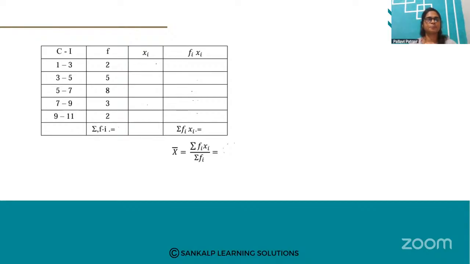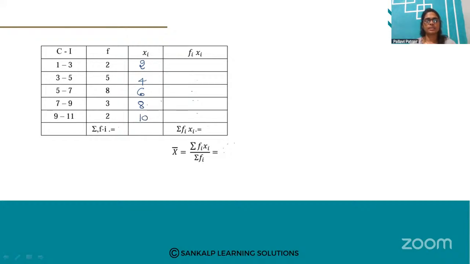So here, 1 plus 3 divided by 2 is 2. 3 plus 5 divided by 2 is 4. 5 plus 7 divided by 2 is 6. 7 plus 9 divided by 2 is 8. 9 plus 11 divided by 2 is 10.